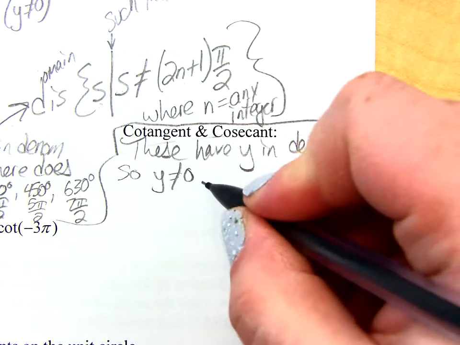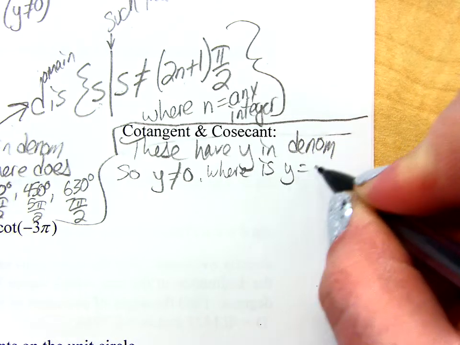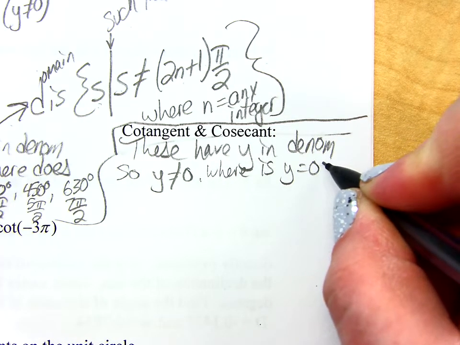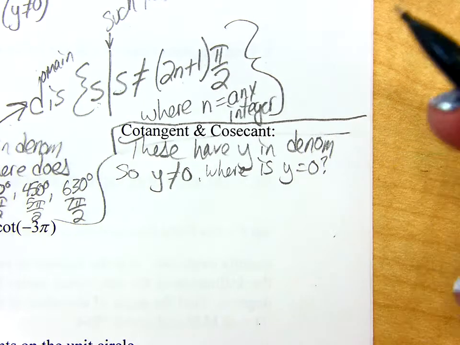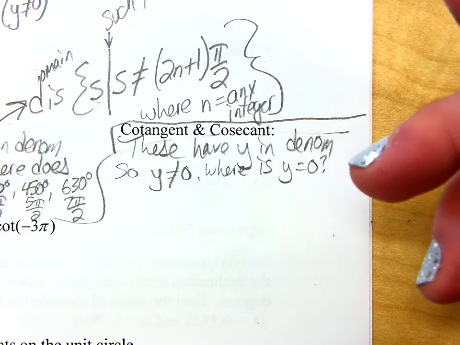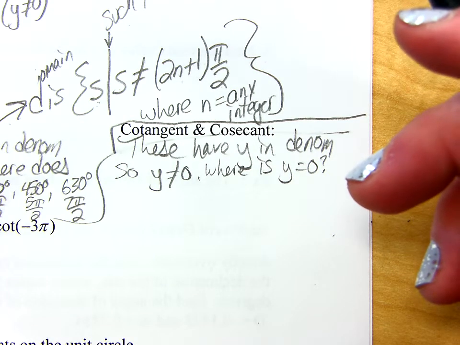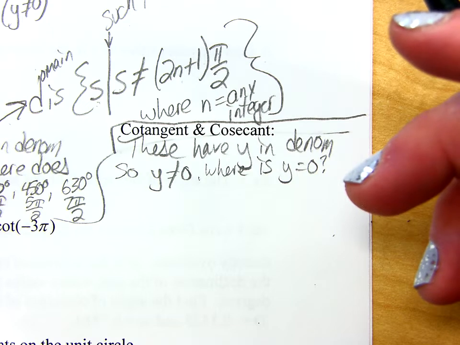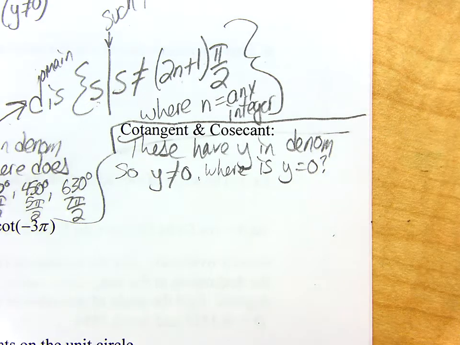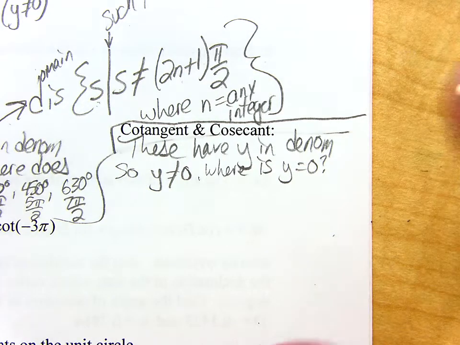Where is y equal to 0? 0 degrees and 180, or 360. Well, remember, y is sine. So I'm looking for when sine is 0. The first one that we hit is 0 degrees. Okay, sine of 0 is 0.